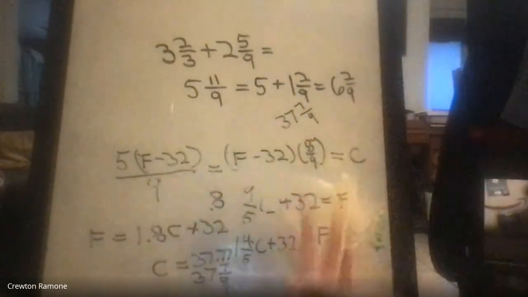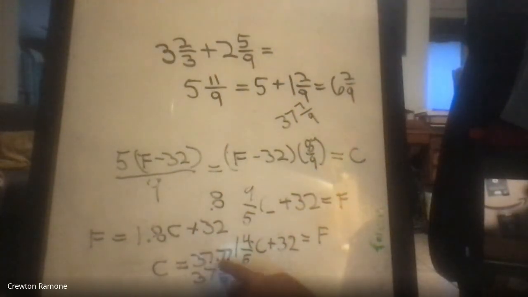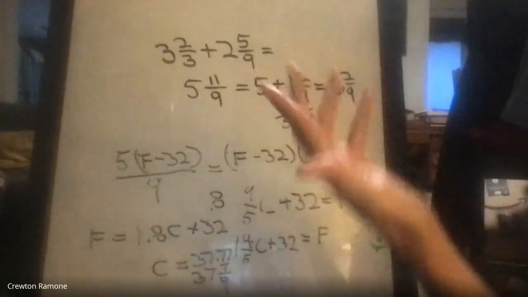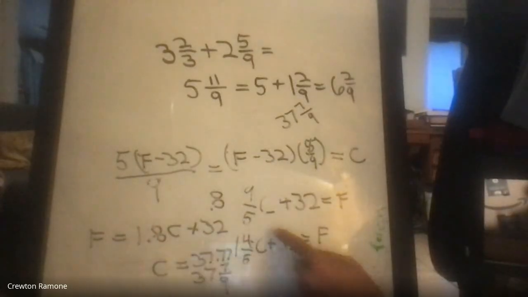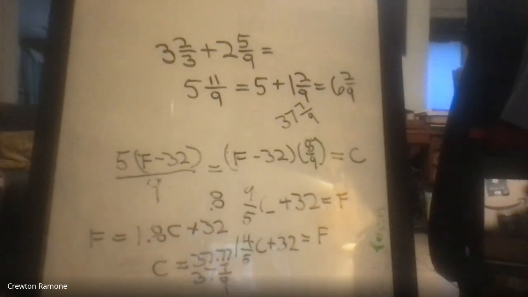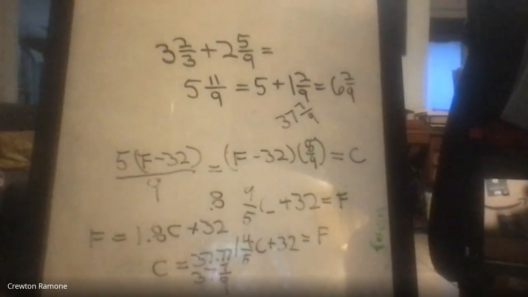All right. So anyway, show your brother what to do. You've got to do some math. I've got to take 1.8 times 37.77, or 9/5 times 37 7/9. You've got some math to do, kids. Celsius to Fahrenheit. This is why we invented calculators, because we don't want to do this kind of stuff.